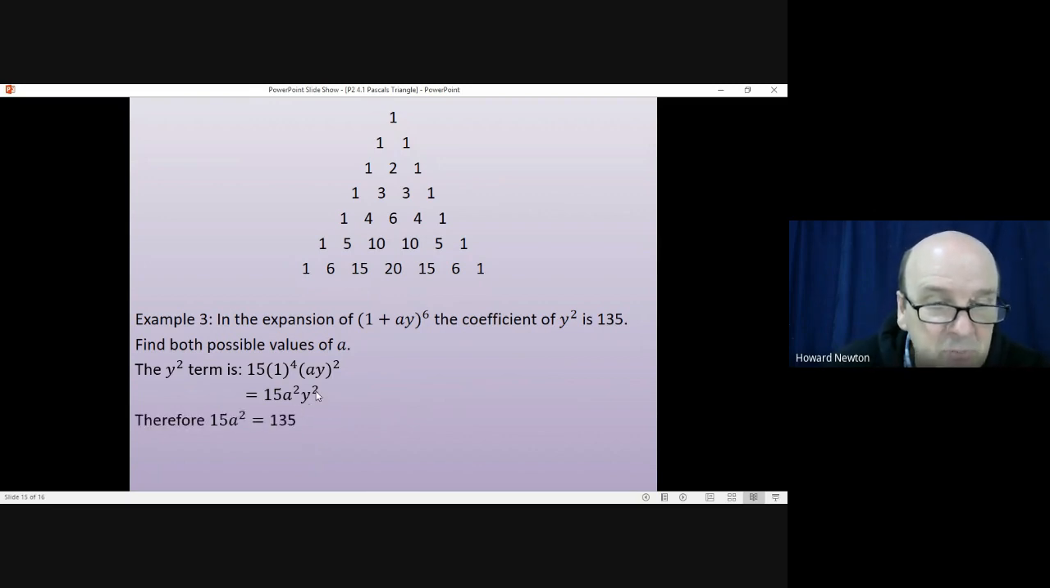So the coefficient of y squared, we've just worked it out, it's 15a squared. But we're also told in the question that the coefficient of y squared is 135. So 15a squared here must equal 135. They're both the coefficient of y squared. This we can solve in the normal fashion. That'll give us a squared equals 9. And that gives us 2 possible values for a. Either a is equal to plus 3 or a is equal to minus 3. And that's the answer.